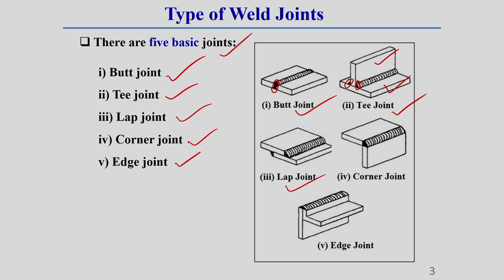Now another one is called lap joint. Here generally two workpieces overlap each other, after that the welding is done at the edge. This is called lap joint because two overlapped workpieces are joined together. Another one is called corner joint, where the two workpieces lie in such a way that a corner is formed. In this corner we do the welding. Another one is called edge joint. Here an edge is formed by two components of a structure, and the welding is done on this edge, that is why it is called edge joint.